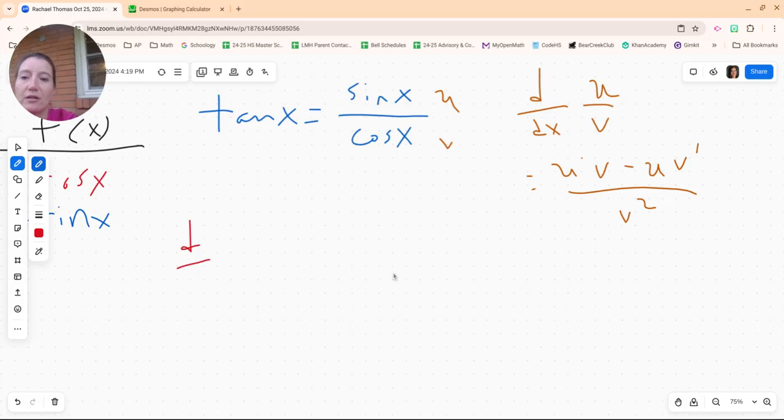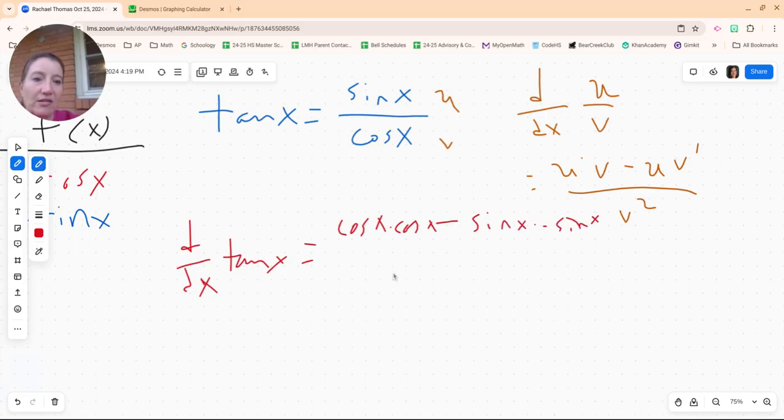Okay, so the derivative of tangent x equals u prime v, so cosine times cosine, minus u, which is sine, times v prime, which is negative sine. Okay, so that's times negative sine x, all over v squared, cosine x, and I'm going to put that in parentheses and square it.